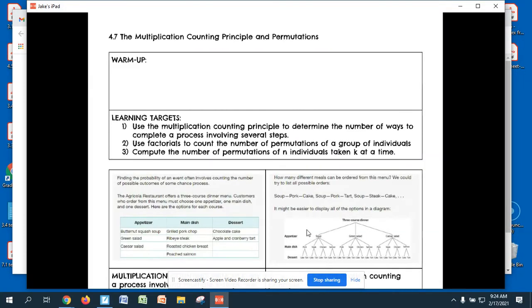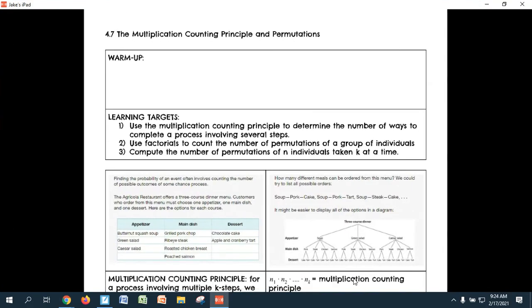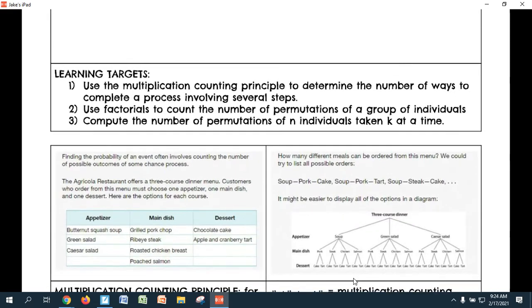All right. This is the lesson video for the last lesson of the chapter, section 4.7. We're talking about two things: the multiplication counting principle and permutations. Those three learning targets are dealing with those two things. Also, we're going to talk about what's called a factorial.